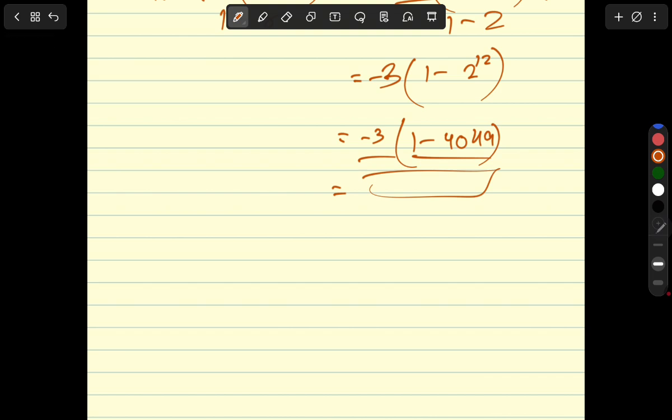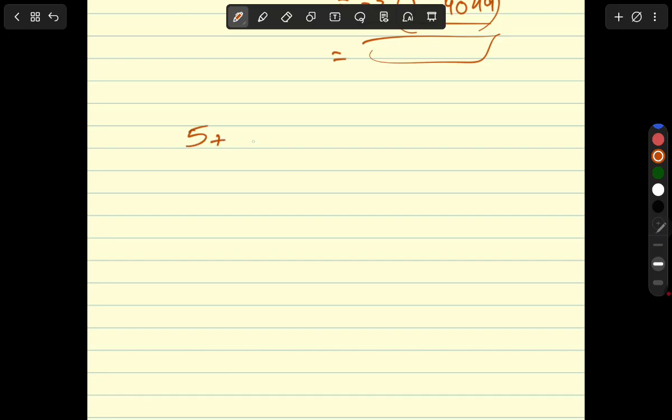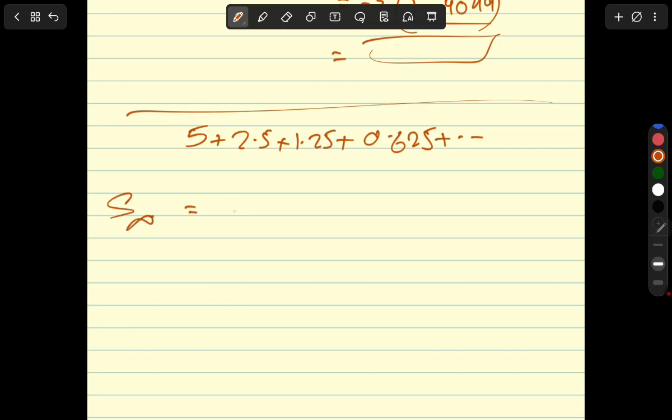So that's very easy. Now, let's say you want to add 5 plus 2.5 plus 1.25 plus 0.625 plus ... and sum to infinity. Let's say I ask you to find the sum to infinity. Now, the sum to infinity is going to become, the first term is 5, over 1 minus r. r is going to be what? 2.5 divided by 5, which is half. 1.25 divided by 2.5, which is half. So this is an infinite series, and it's 1 minus the ratio, right?